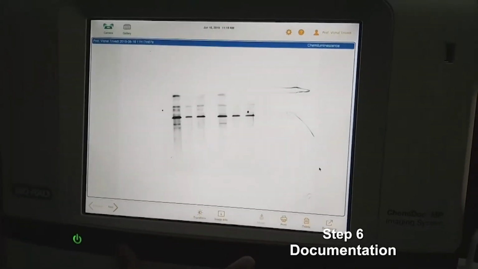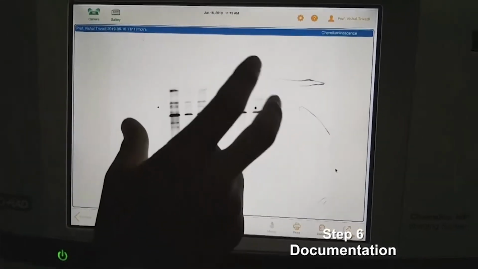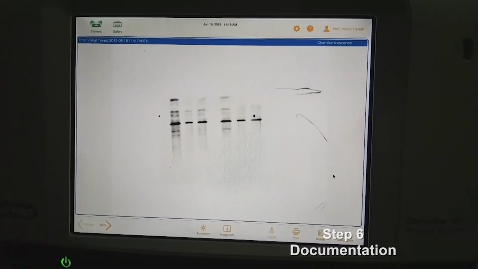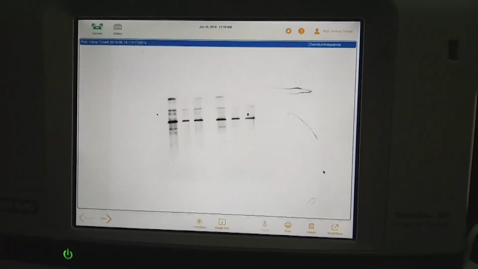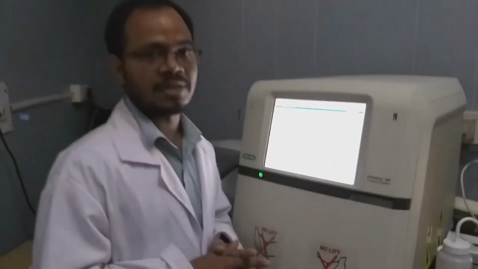So this is the developed blot. As we can see, the band pattern. So this is how we develop Western blot through electrochemiluminescent substrate.